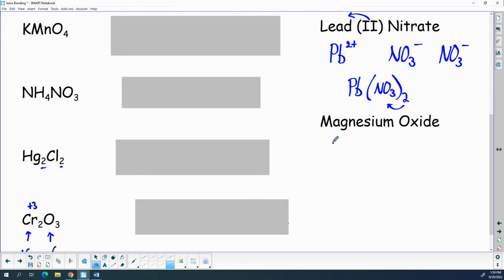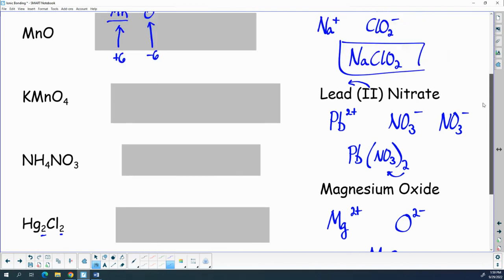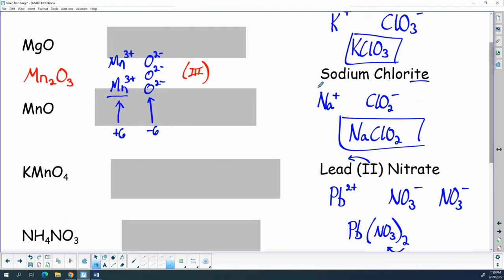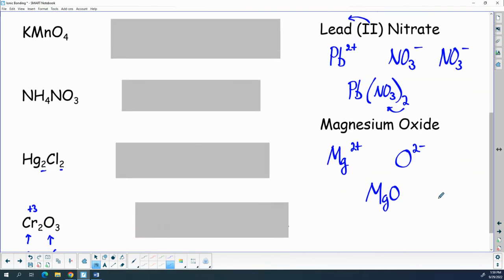Magnesium oxide is going to be Mg, and it's a 2+ charge, and oxygen is a 2- charge, and this becomes MgO. And I think we actually had that right here. Same compound. Okay, I hope that helps answer your questions on the note guide for the Your Turn ionic compounds.